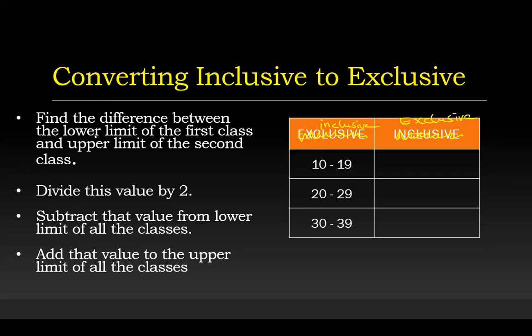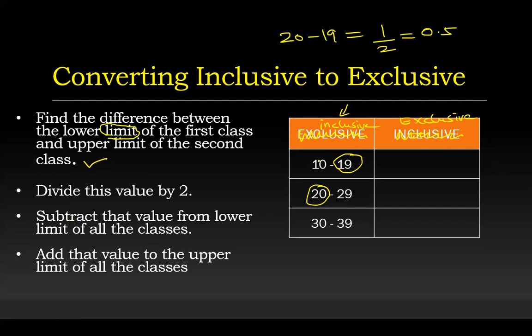Find the difference between the lower limit of the first class. Here I am calling this a limit because I am concerned with the inclusive class interval. So I'm going to find the difference between the upper limit of the first class and the lower limit of the second class. What is the difference here? It is 20 minus 19, that is equal to 1. Then I'm going to divide it by 2, and I am getting 0.5 as the difference here.